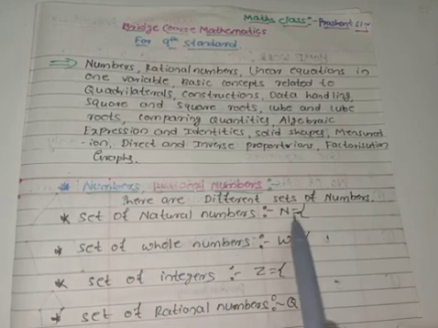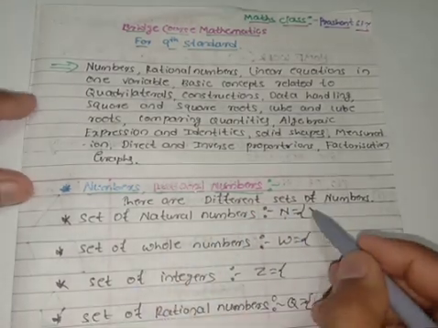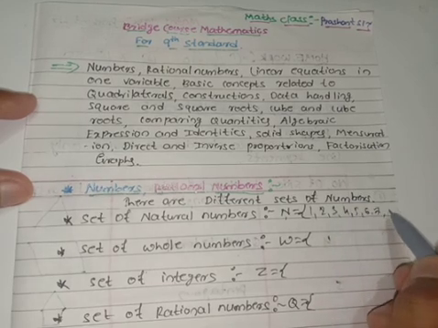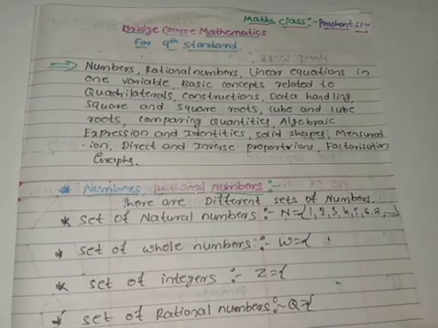And the set is denoted by the letter N, namely 1, 2, 3, 4, 5, 6, 7, and so on. So these are called natural numbers. Yes. Definition-wise, this is correct: the counting numbers are called natural numbers.